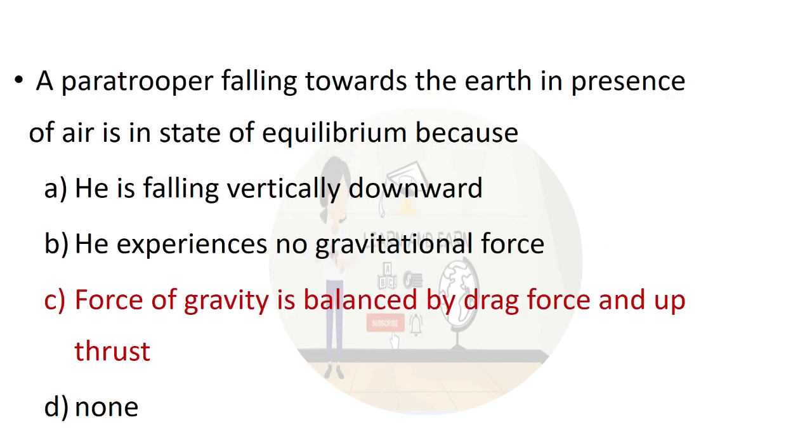The next MCQ is, a paratrooper falling towards the earth in presence of air is in a state of equilibrium because option A, he is falling vertically downward. Option B, he experiences no gravitational force.